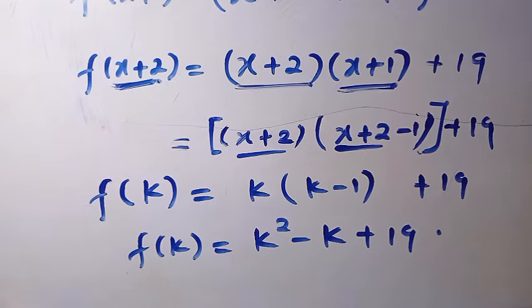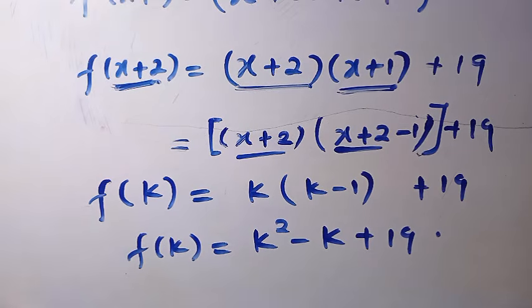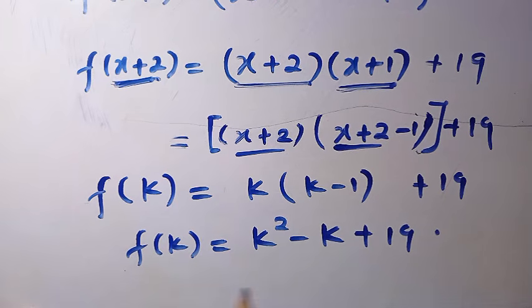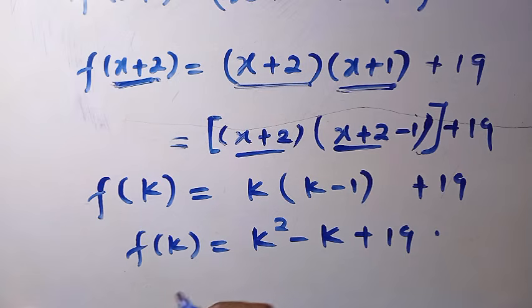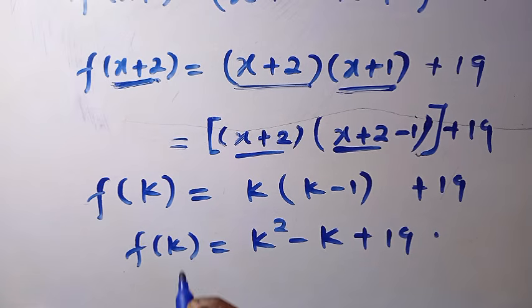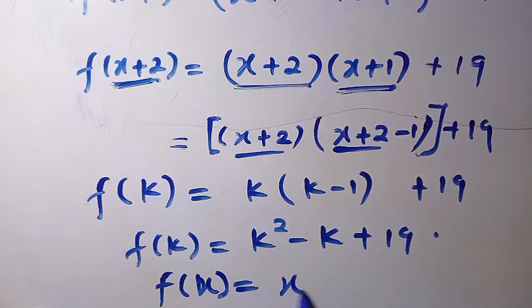So this looks like what we got before. The only difference is that we have f of x there and f of k here, and that is how functions work. Any value can come in as long as we are on the same page, but let's make it x so that we follow the same format. We then have f of x equals x squared minus x plus 19. So this is how to solve this problem step by step.